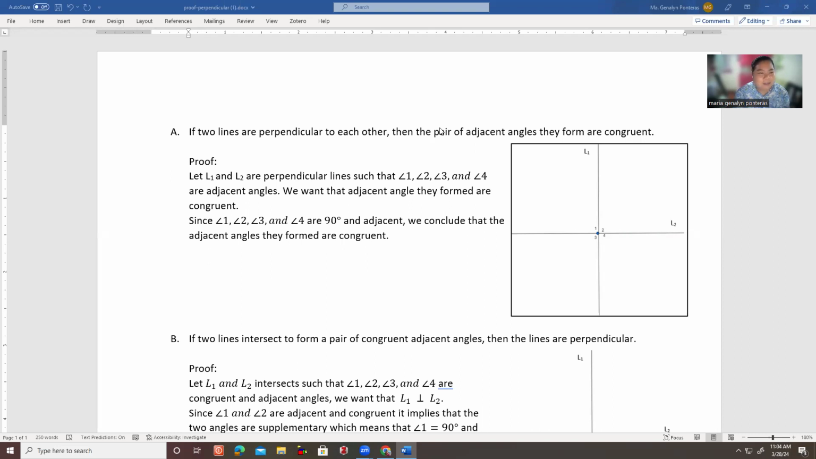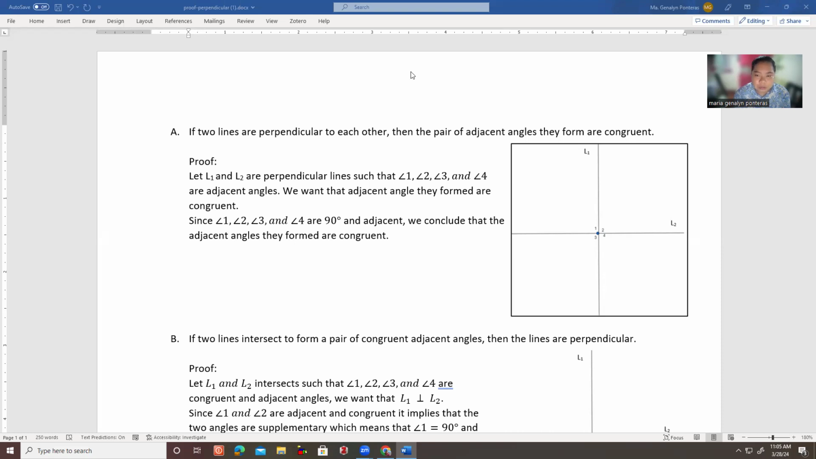Quarter 4, week 5 of our mathematics session. So, what is quarter 4, week 5 all about? The previous video tells about parallel lines cut by a transversal. So, how do we prove that two lines are really parallel? This time, we want to prove that the two lines are really perpendicular.